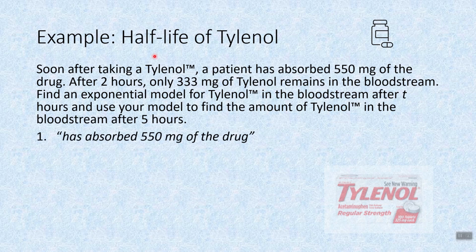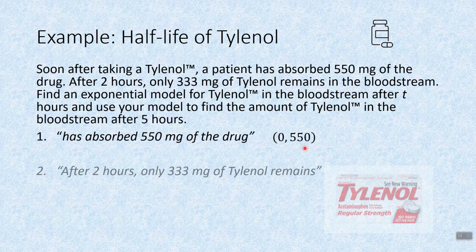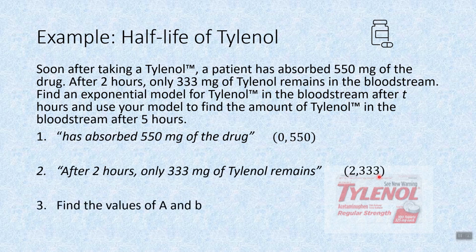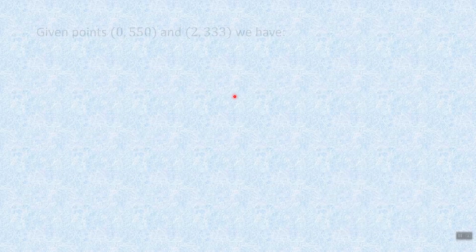So as we look at this, a patient has absorbed 550 milligrams of the drug. So soon after taking, at time 0, they start with 550 milligrams. After 2 hours, only 333 milligrams of Tylenol remains, which gives us the point (2, 333). Now that we have 2 points, we can find the values of a and b, and we can find an exponential model for the Tylenol.